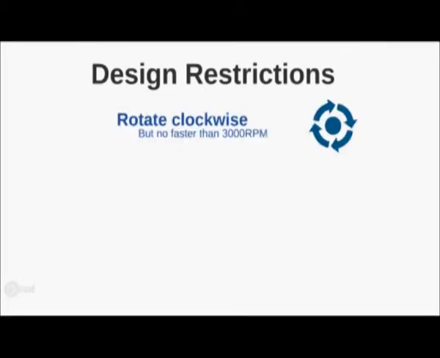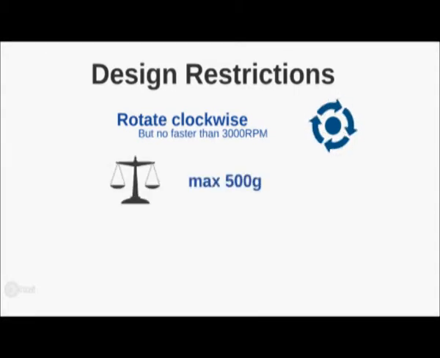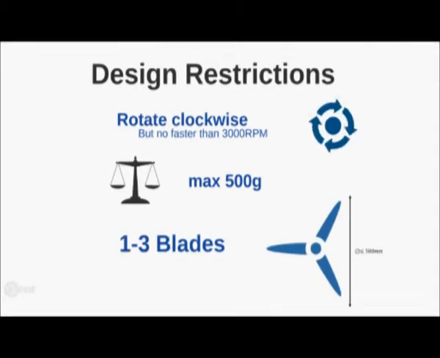Firstly, the wind turbine was to rotate clockwise on a horizontal axis, and maximum power should be achieved below an angular velocity of 3,000 RPM. Furthermore, the mass of the assembled structure should not exceed 500 grams. And finally, there should be between 1 and 3 blades, with an overall diameter not exceeding 500 millimeters.